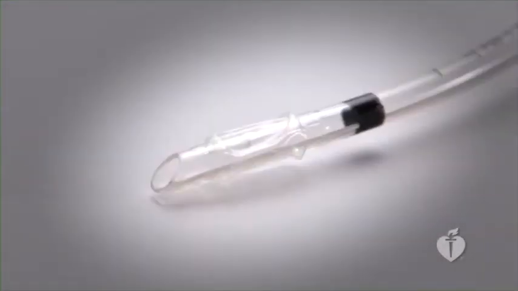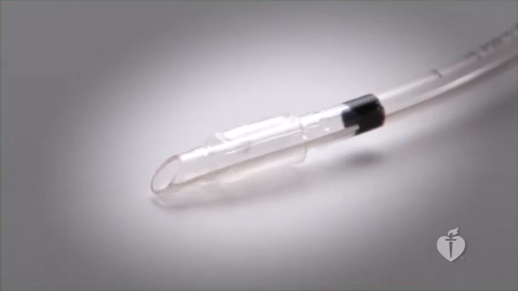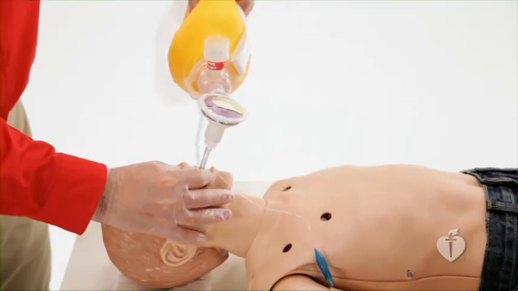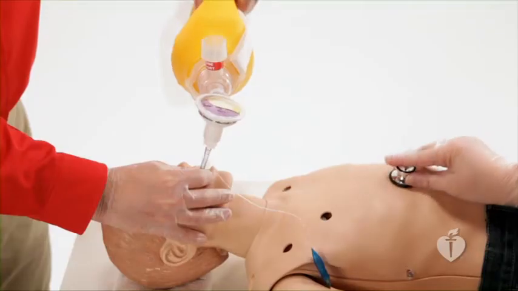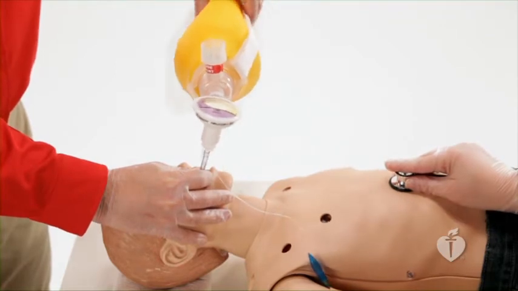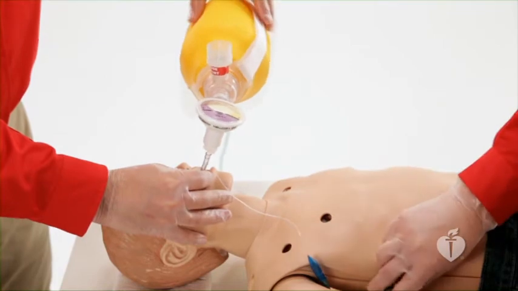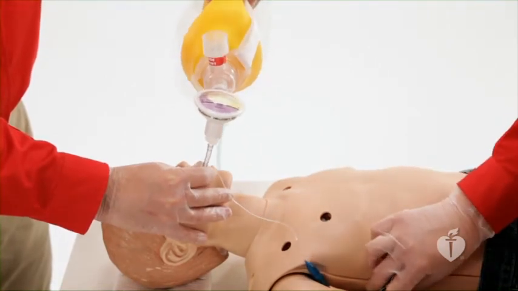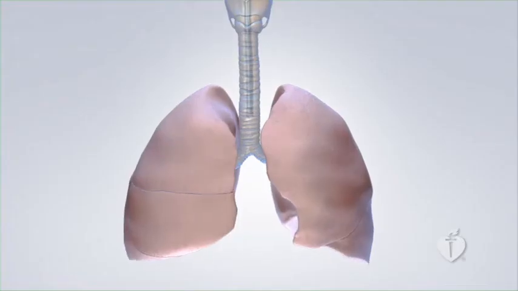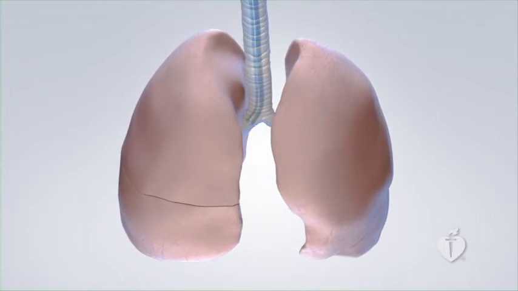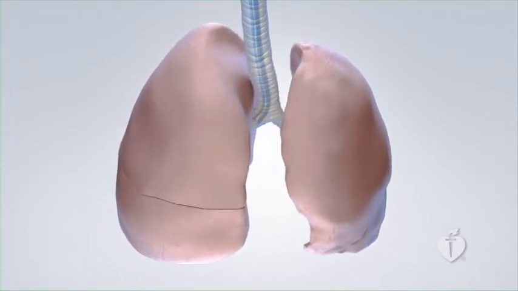If using a cuffed tube, inflate the cuff. Once the tube is positioned, hold the tube in place and begin positive pressure ventilation. Watch for symmetrical chest rise. Auscultate over the stomach first, then both axilla. Breath sounds should be audible in both axilla and over the lung fields, but not over the stomach. If symmetrical breath sounds are not heard in both axilla, consider possible causes such as main stem intubation or pneumothorax.